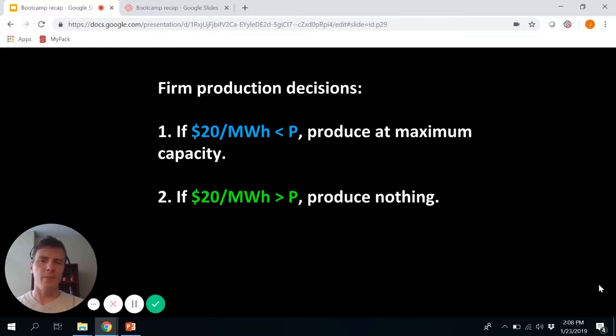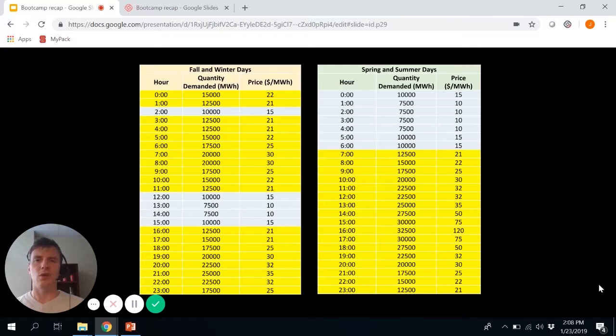So now we're going to go back and look at the price data that we have. Every time that we see the price is less than $20 per megawatt hour, we're going to assume that the plant produces nothing. And every time that the price is greater than $20 per megawatt hour, we're going to assume that the plant is going to produce at maximum capacity, or 700 megawatts. So let's go back and see how often these conditions are met.